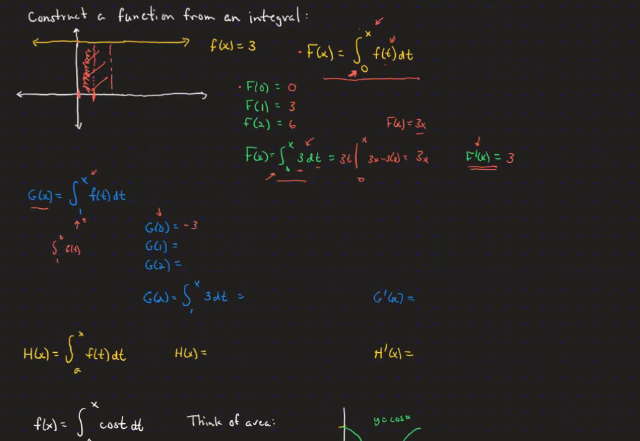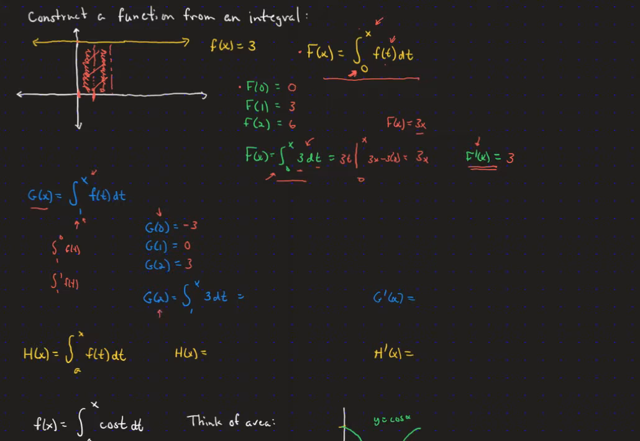G of 1 is going to be the integral from 1 to 1 of f of t, and the integral from 1 to 1 of anything is 0. G of 2 will now get the area from x equals 1 to x equals 2 under the curve, and that's going to be positive 3. So we can actually do this integral as well.